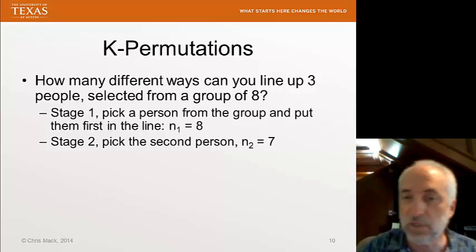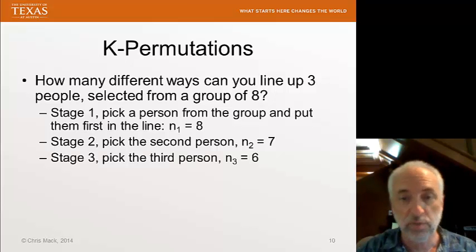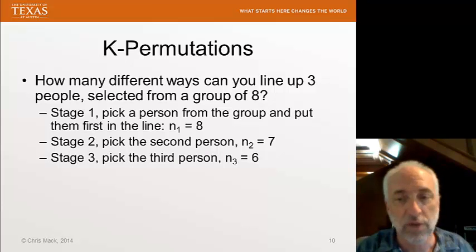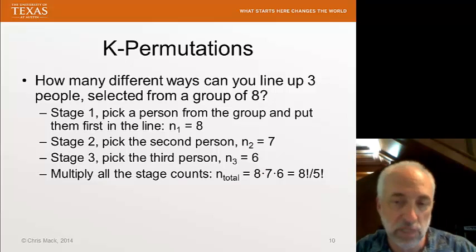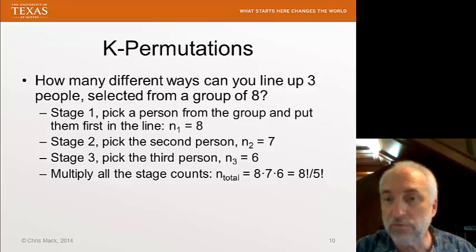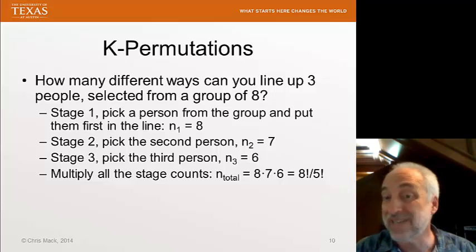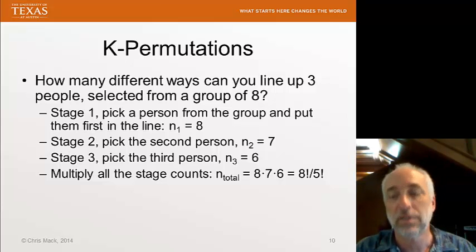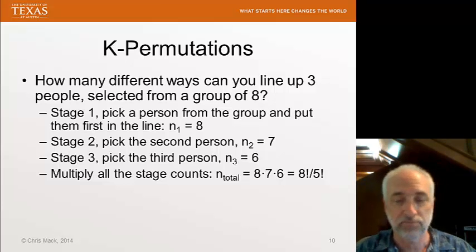Now, pick the second person in line. I only have 7 people left in my group. The third person in line, I only have 6 people left in my group, so I have 6 options to choose from. I multiply them all together, 8 times 7 times 6. Now, another way of writing 8 times 7 times 6, you may not have thought of this as a way of writing down that, but I can describe it as 8 factorial divided by 5 factorial. Think about that. Maybe even write it out and see if you're convinced that that's true.